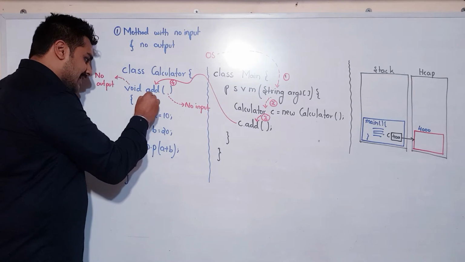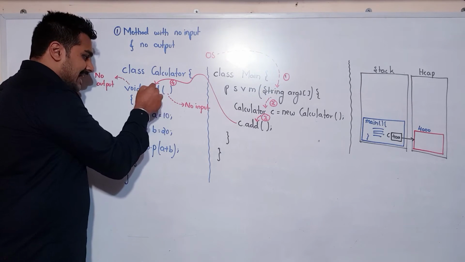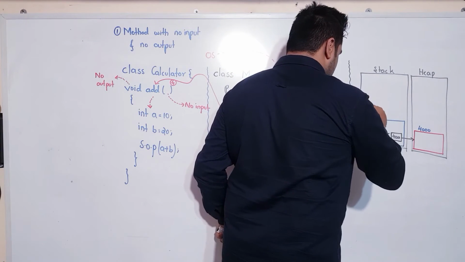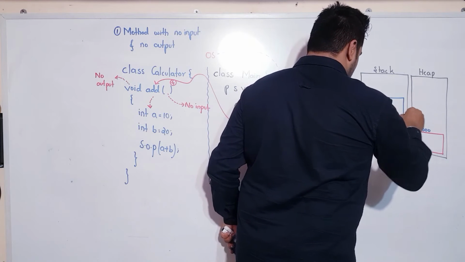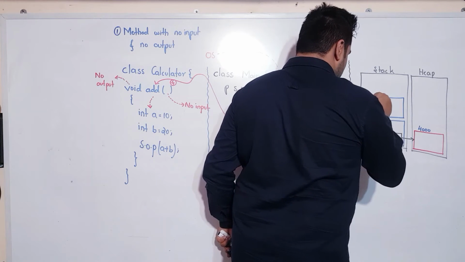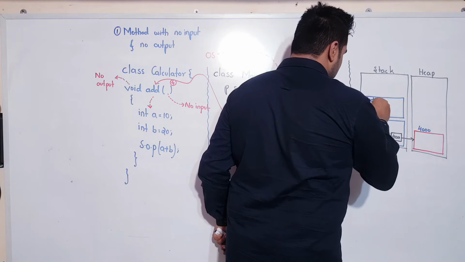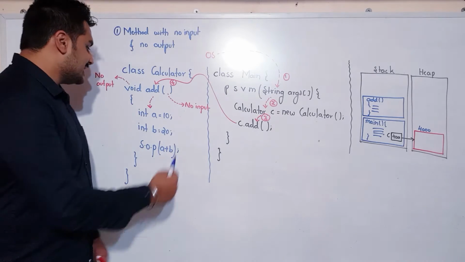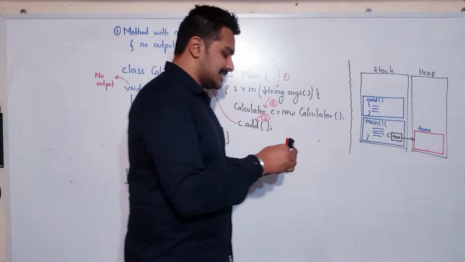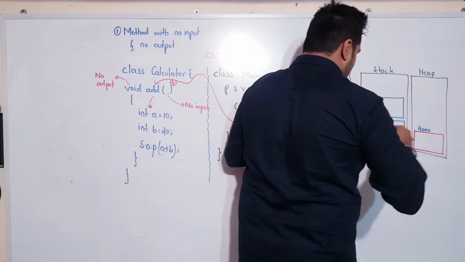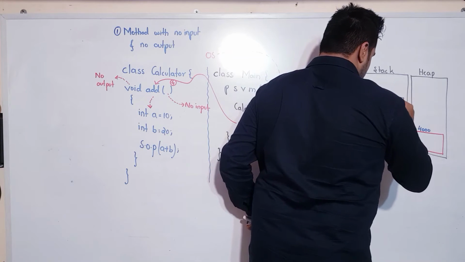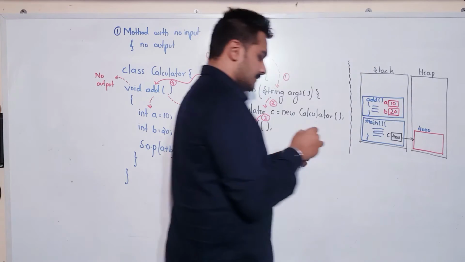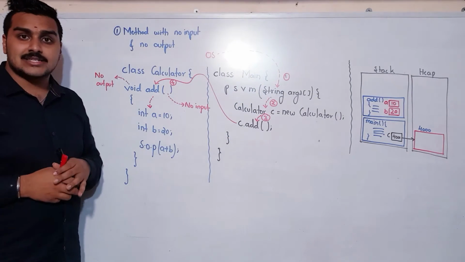Once it comes here, it will enter inside. Once it is entering, what will happen? Again, one more activation record will get created. This time it is for the add function. Inside the activation record, you are creating two variables. They are instance variables, so I am giving the memory here itself. A is 10, B is 20. I have given the memory there itself.